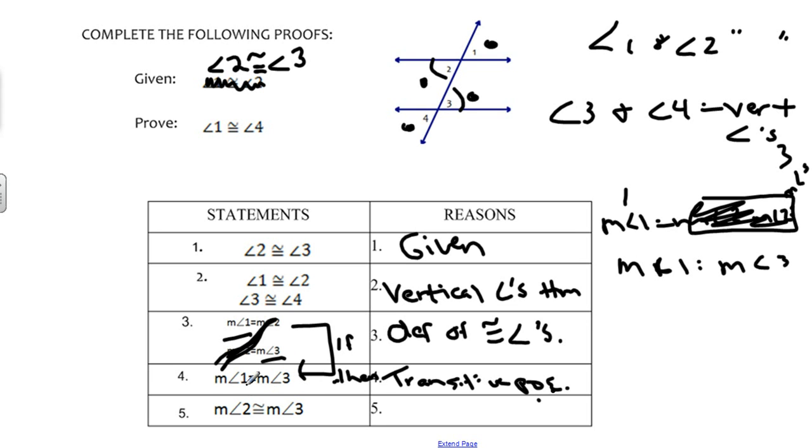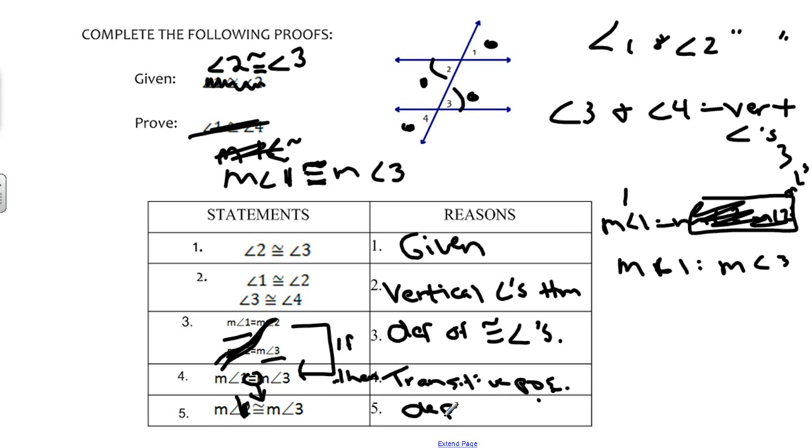Well, this whole proof is all messed up. It should be the measure of angle 1 is congruent to the measure of angle 3, and that should have been what we were trying to prove. Oops. Measure of angle 1 is congruent to measure of angle 3. What a mess. This was just messy. Bad job, Miss Flip. But anyway, you get the idea. Change from an equal sign to a congruent sign. That's the definition of congruent angles.